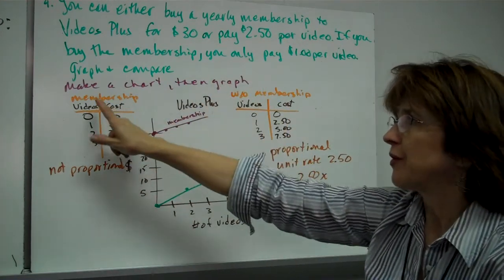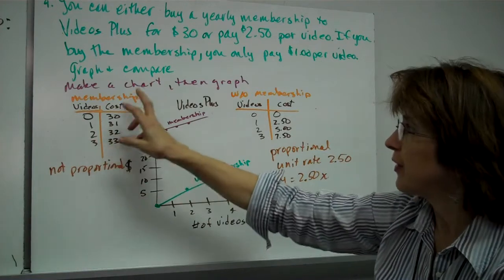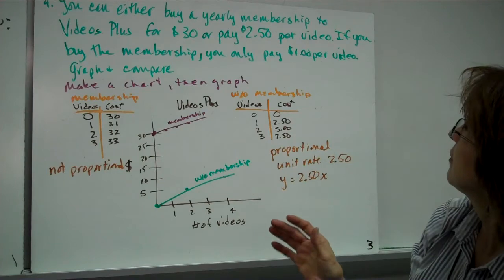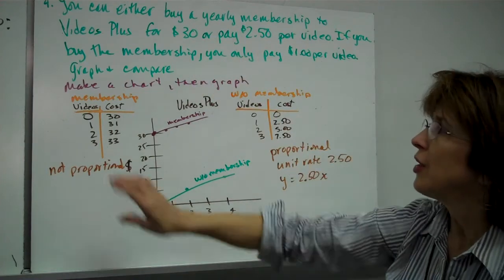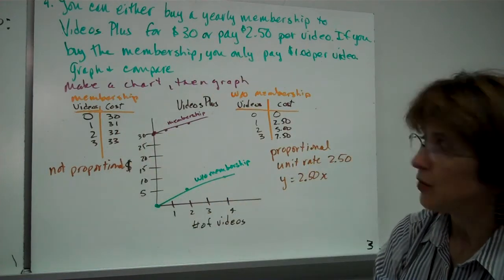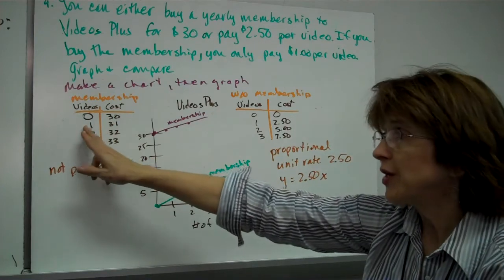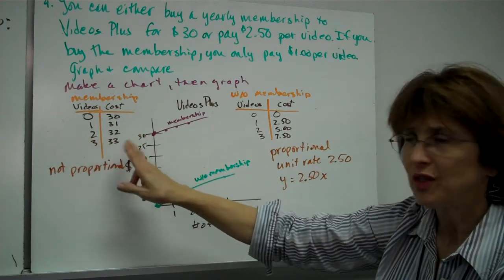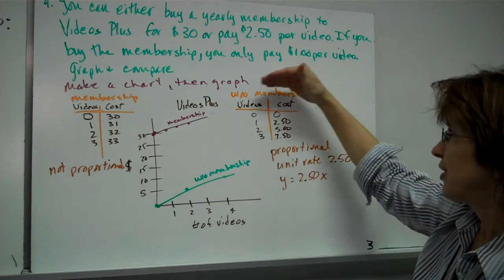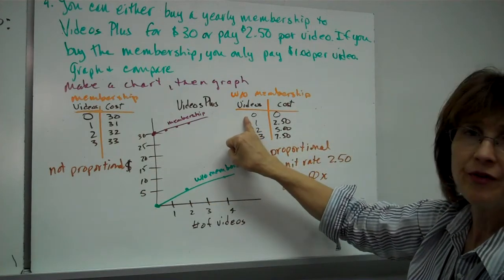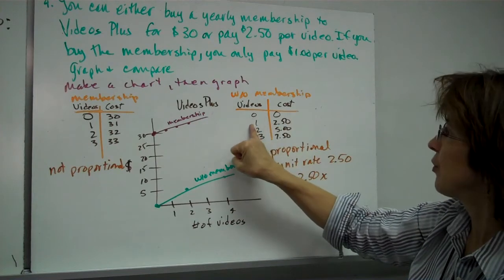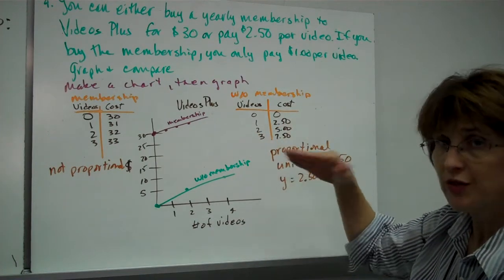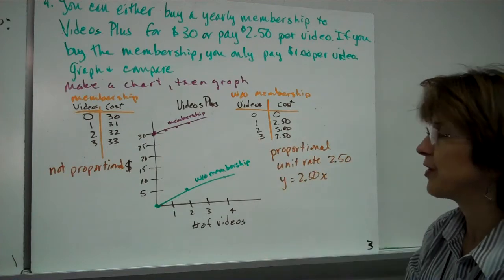For the membership, you have the videos, how many videos you're going to rent, and then the cost. Well, if you don't rent any videos for the whole year, you paid $30 for nothing. Okay? But if you rent one video, you paid $31 for that one movie. 2 videos, $32, and it goes on like that. On the other side, if you did it without the membership, if you didn't rent any videos, you didn't pay anything. If you rented one video, you paid $2.50. 2, $5, because every one is $2.50, so you just double it, and then triple it is $7.50.